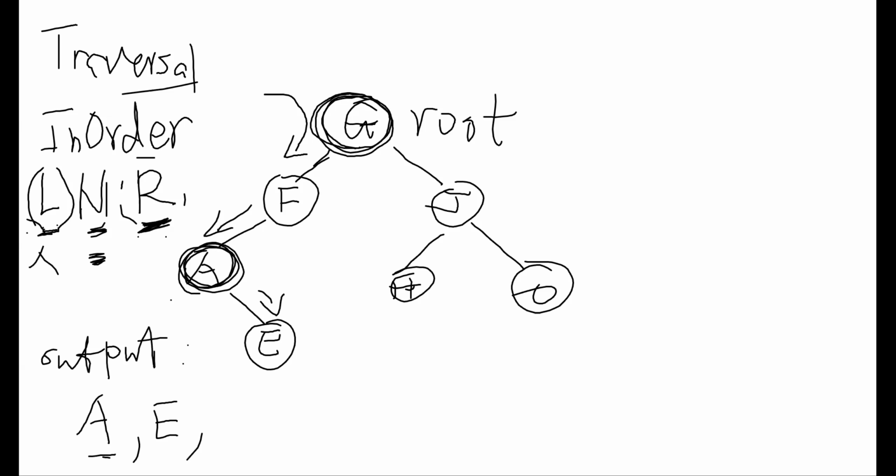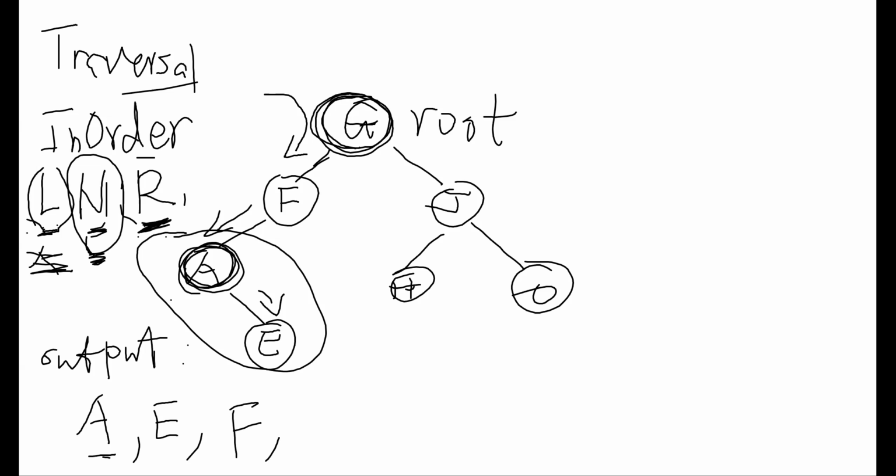Now you need to go back. This whole left branch is finished. So regarding node F, you are done with the left. The next step is what? You need to do the node. The node is F, so I output F. And after you finish, you should go to the right. The right is none, so nothing here. So now you finish this whole section.